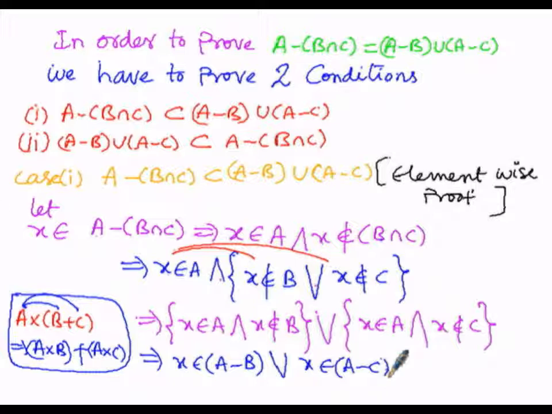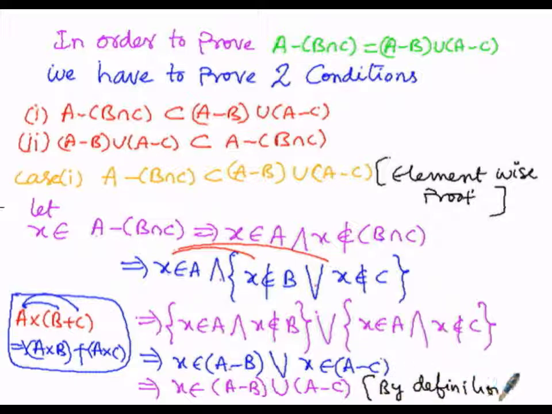Then the next logical step will be: that implies, since it is the or in between, it is the union of two sets. As per the definition of the union of two sets, we can write it as X belongs to the first set A minus B. Instead of or we can write union, then the second set is A minus C. So we got this step by the definition of the union of two sets. Here LHS is X belongs to A minus B intersection C, then we reach the RHS as X belongs to A minus B union A minus C.